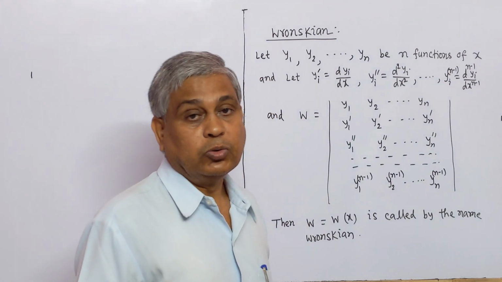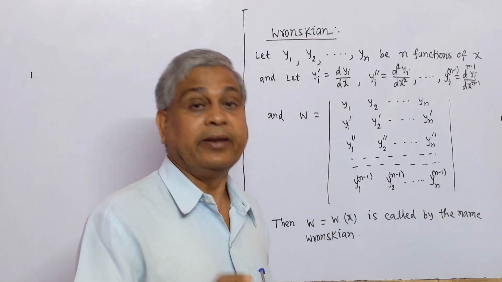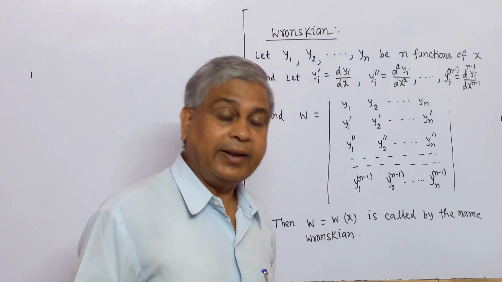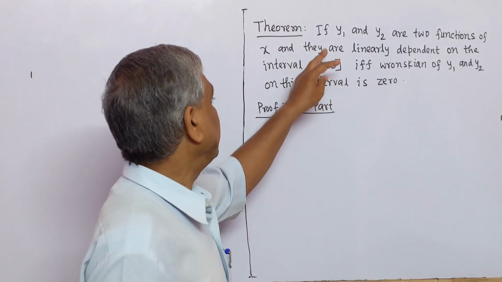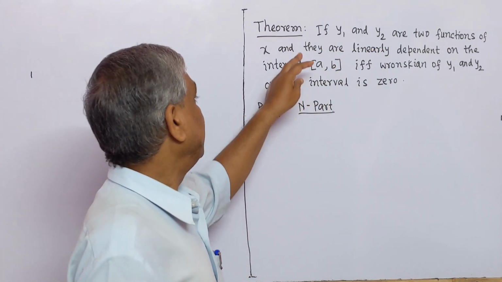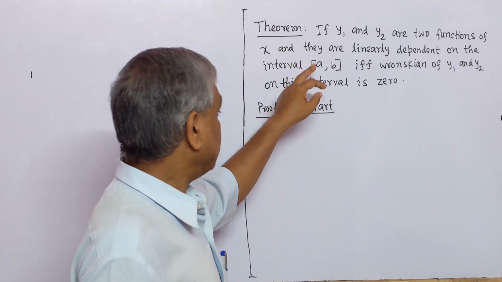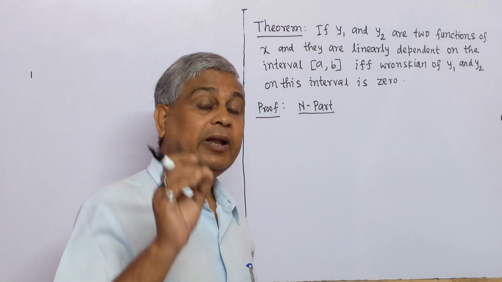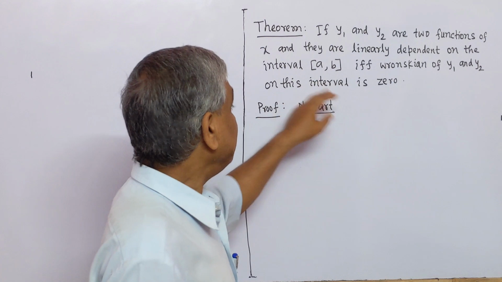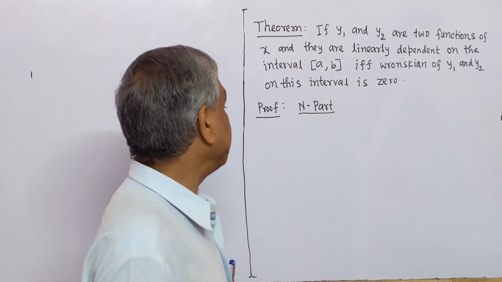Then W, which is a function of x, is called the Wronskian of the functions y1, y2, up to yn. Now we prove a theorem. The theorem is: if y1 and y2 are two functions of x, then they are linearly dependent on the closed interval AB if and only if the Wronskian of y1 and y2 on this interval is zero. Now we prove this. Firstly, we prove the necessary part.